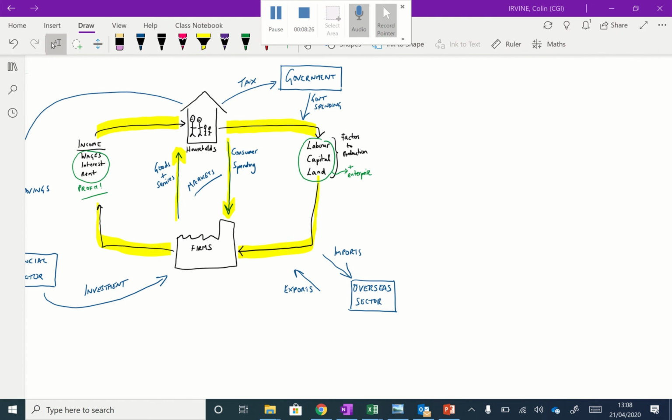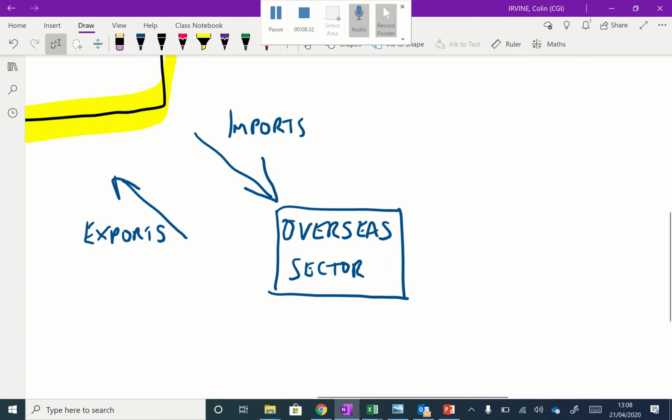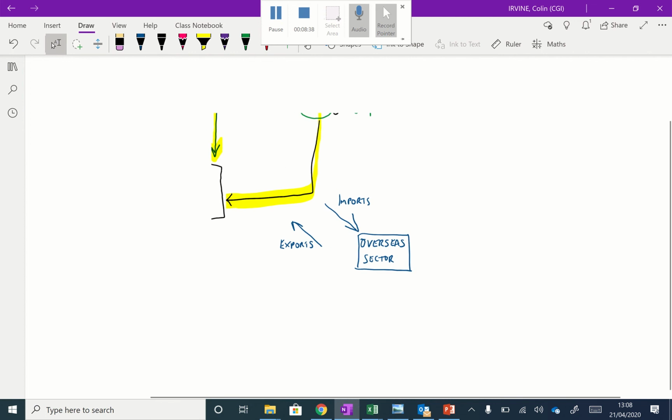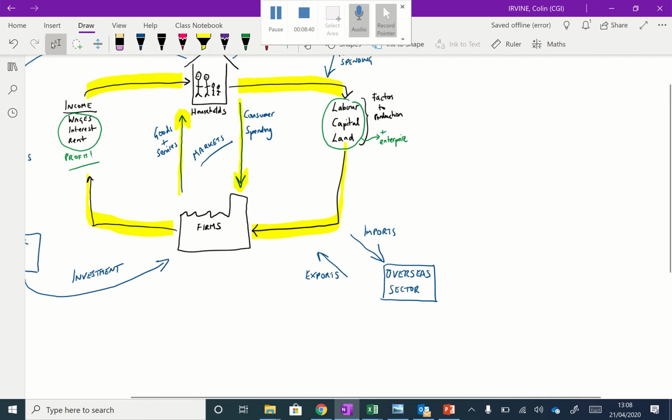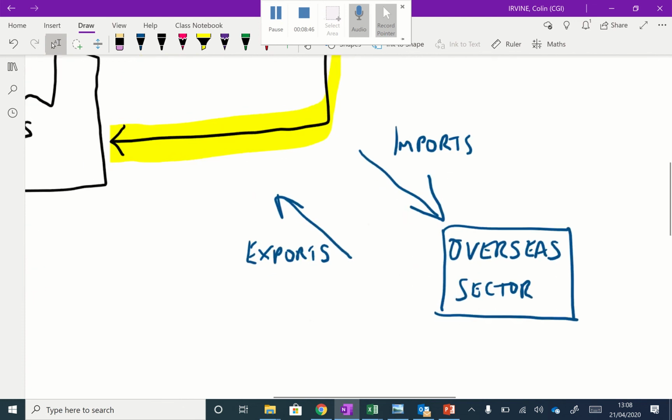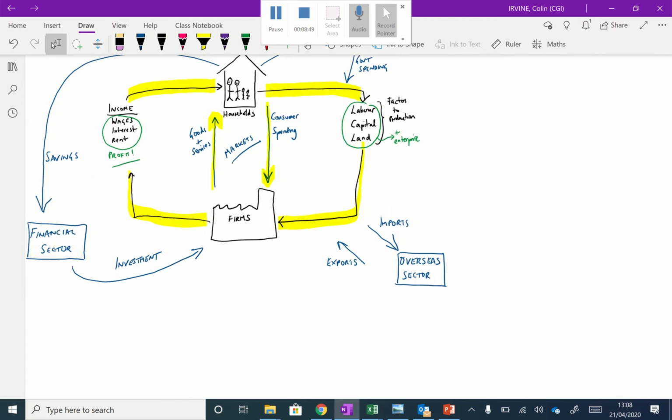And the final area where money leaks out of this circular flow of income, and comes back in again, is with relation to the overseas sector. It turns out that economies usually don't have everything that they want to buy within their own borders. And so money leaves the UK economy, in this case, in order to buy imports, and it comes back into the UK economy if overseas consumers wish to buy our goods, and we call that exports.